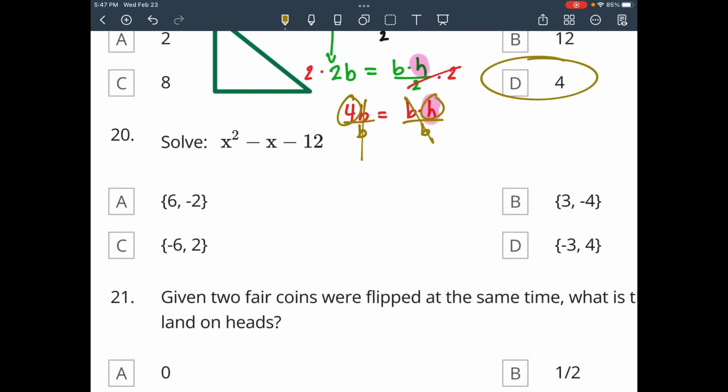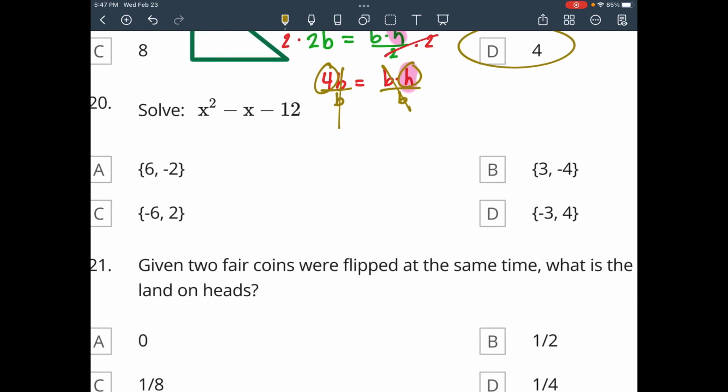Number 20. Solve this. Ooh, this is a good question. Remember that these answers don't have parentheses. What does that mean? If they don't have parentheses, that means they flipped the signs already at the very end. So be careful. Let's just do the regular work in the first place. That's negative 12, and this is negative 1. That's negative 4 times 3, because negative 4 plus 3 is negative 1.